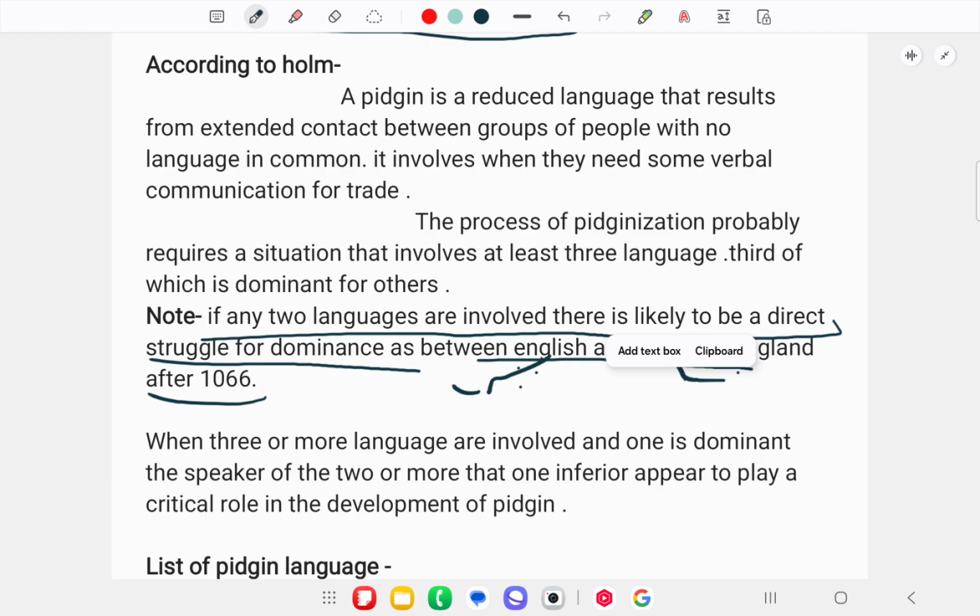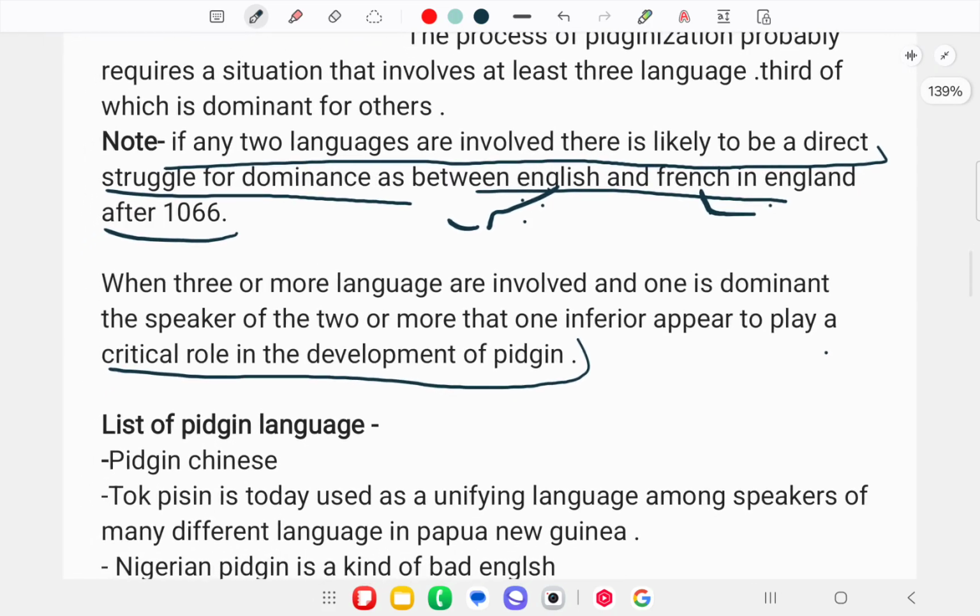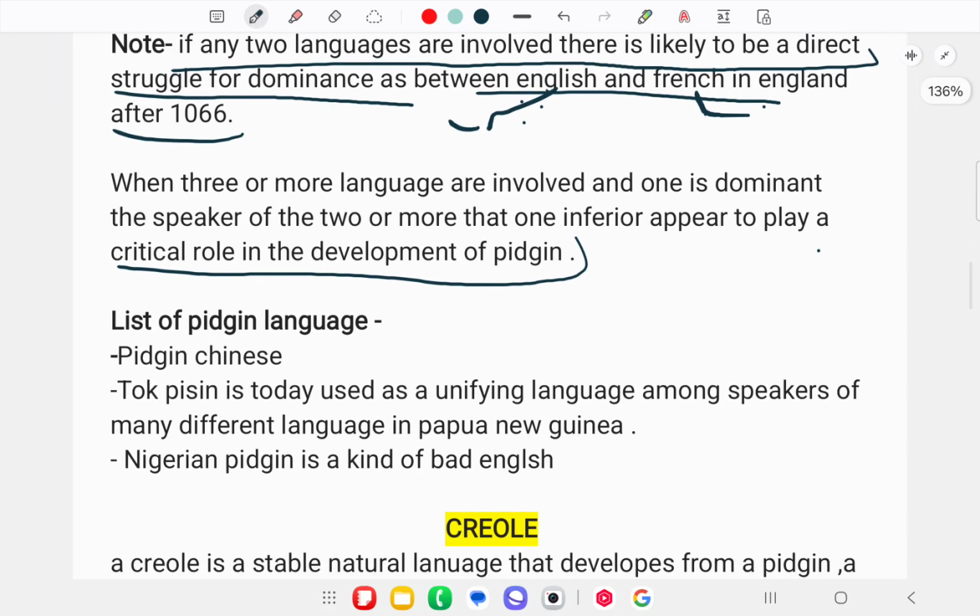When three or more languages are involved and one is dominant, the speakers of the two or more that are inferior appear to play a critical role in the development of the pidgin. Already we have discussed these points. Next, we have a list of some pidgin languages which are important from an exam perspective. First one is Pidgin Chinese. Actually, it is supposed that at first the Chinese people used a special language for trade purposes.